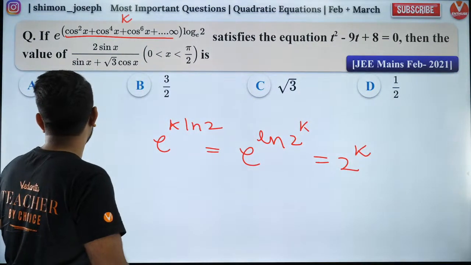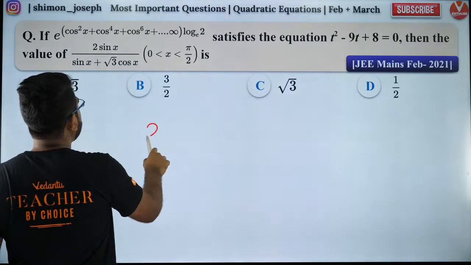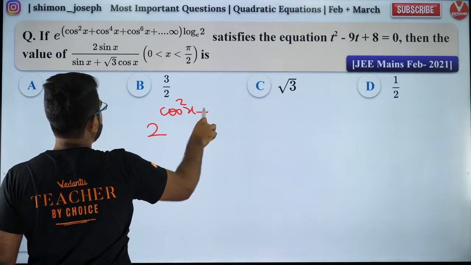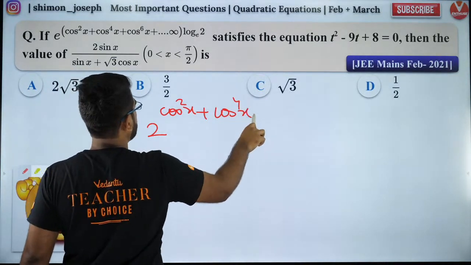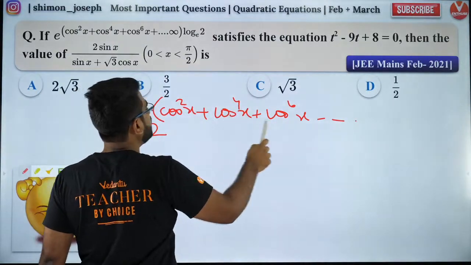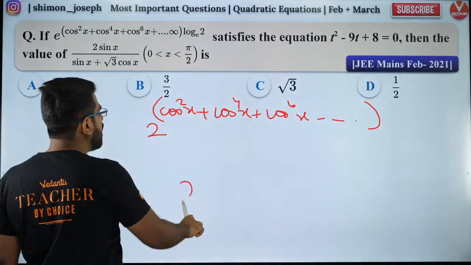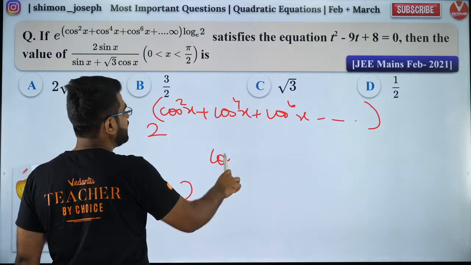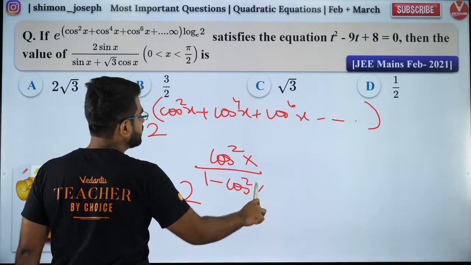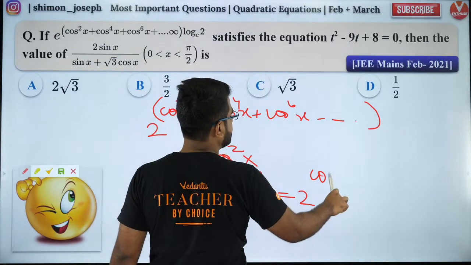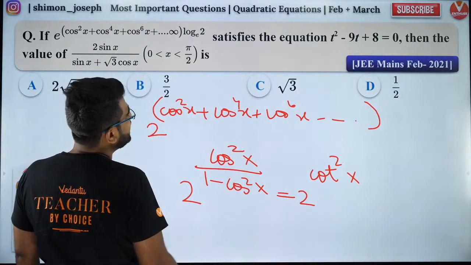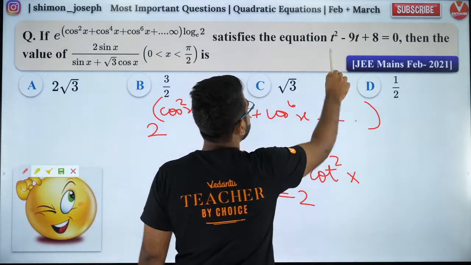Okay, so guys, let's try to solve this. So it is going to be 2 to the power k. K is what? cos square x plus cos power 4x plus cos power 6x and all the way up to infinity. So this is an infinite GP. What is the sum of an infinite GP? Sum of infinite GP is a by 1 minus r. So that is going to be 2 to the power cot square x. Now 2 to the power cot square x is equal to this root.